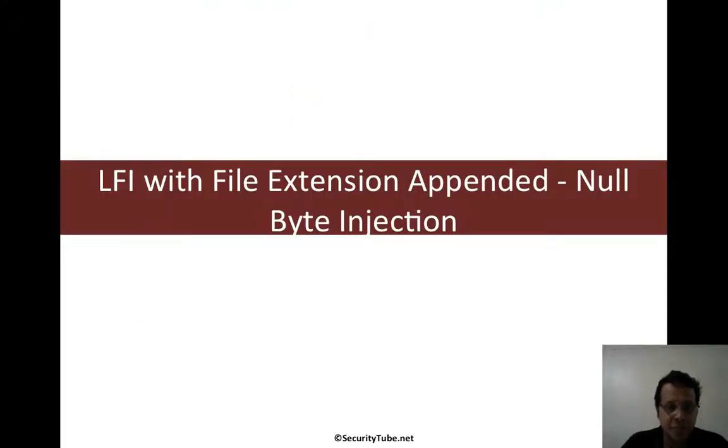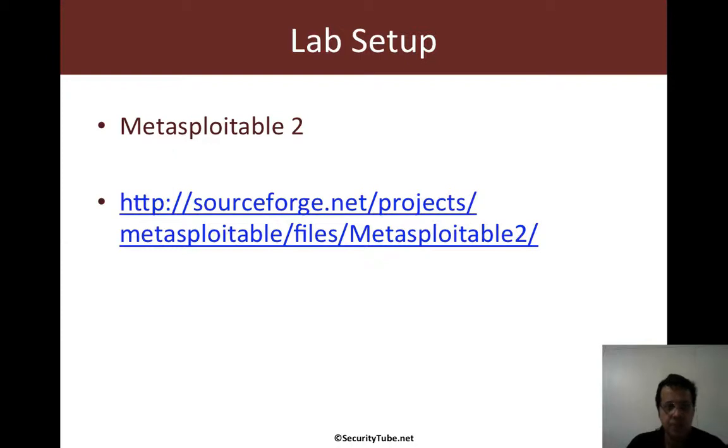Now in this video, we will look at LFI where a file extension has actually been forcefully appended as well. And we'll see how we can use a null byte injection to go ahead and overcome this situation. Now, the victim machine on which our PHP script is going to run in this case is Metasploitable 2, which you can download from the link provided.